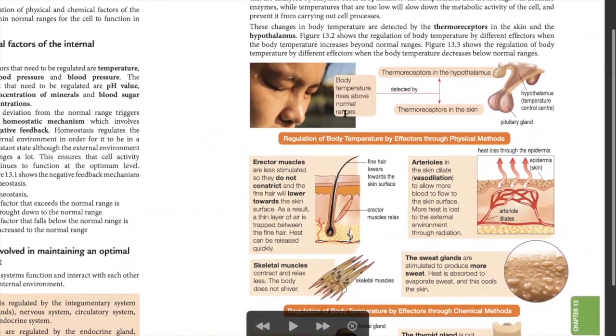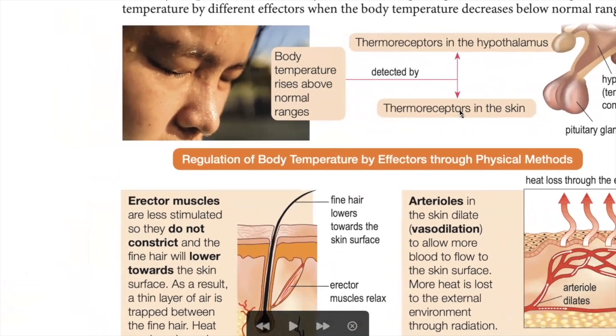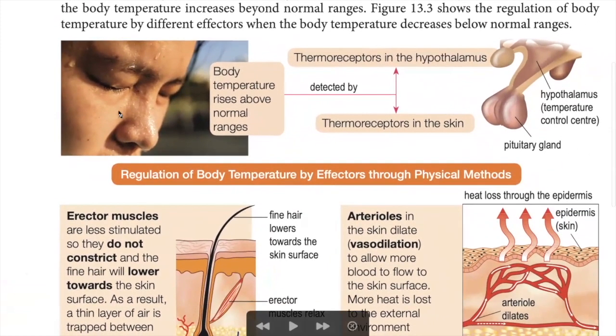This is the first example, where the body temperature rises above the normal range. For example, you are doing exercise. When you are jogging, for sure your body temperature will rise above the normal range. This change in body temperature will be detected by thermoreceptors that can be found in the hypothalamus and also under the skin. When they detect this stimulus, the thermoreceptors in the hypothalamus and the skin will send nerve impulses to the brain.